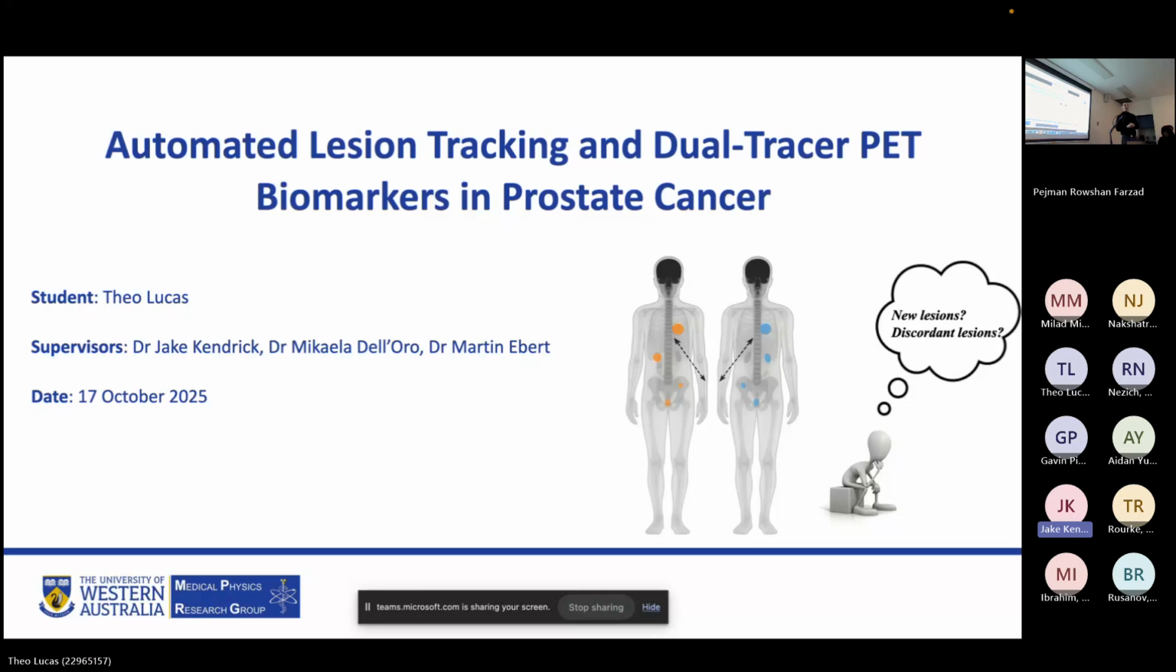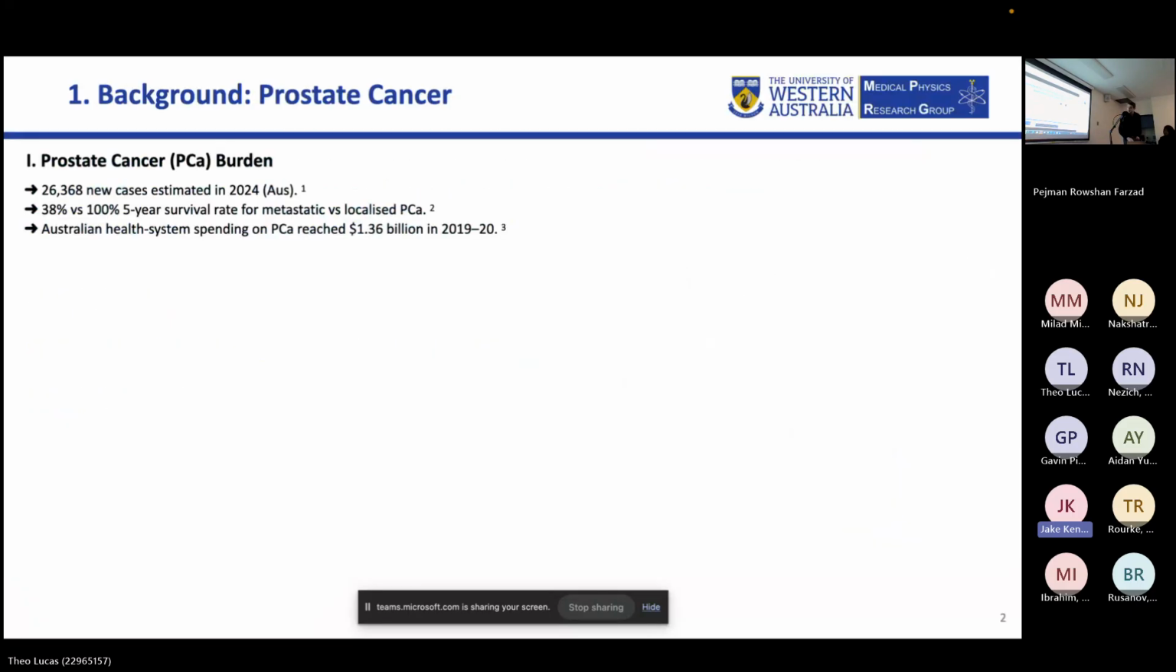All right. Hey guys, I'm Theo. My project is entitled Automated Lesion Tracking and Dual Tracer PET Biomarkers in Prostate Cancer. So hopefully I don't bore you with too many preliminaries, but they have to be set to contextualize the research.